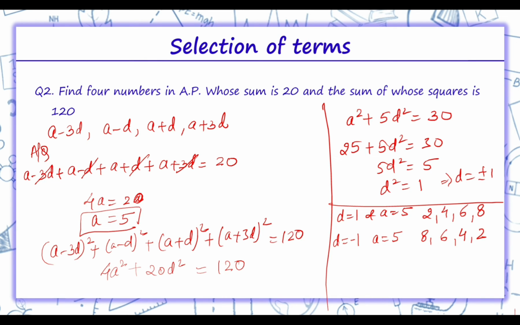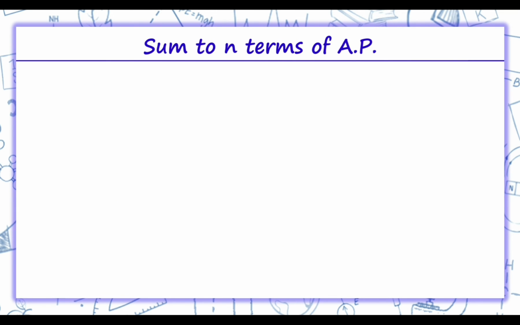So this is how we have to solve the question when they have given 3 numbers, 4 numbers, 5 numbers or 6 numbers. Now coming on to the next concept. The next concept is sum to n terms of an AP.